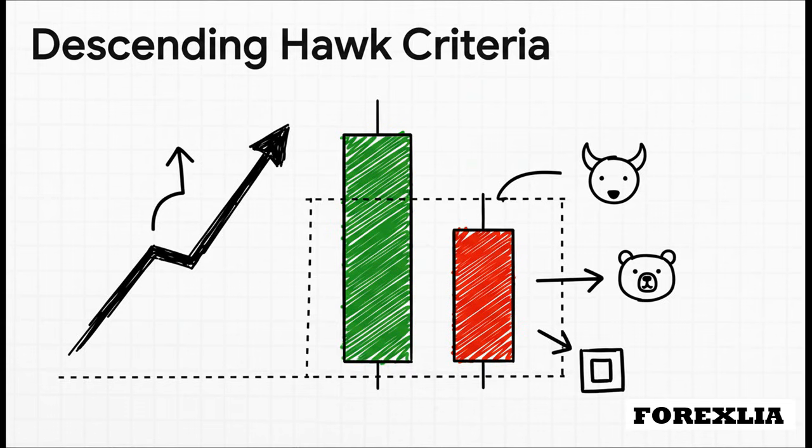For everyone who likes the details, here are the hard and fast rules. First, you have to already be in an uptrend. Day 1 needs to be a nice long green candle showing that buyers' strength. Then day 2 has to be a red candle, and this is the important part: its body has to be completely inside the body of day 1. That's the signature move right there.